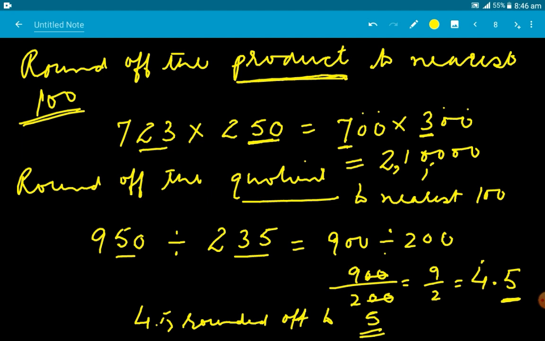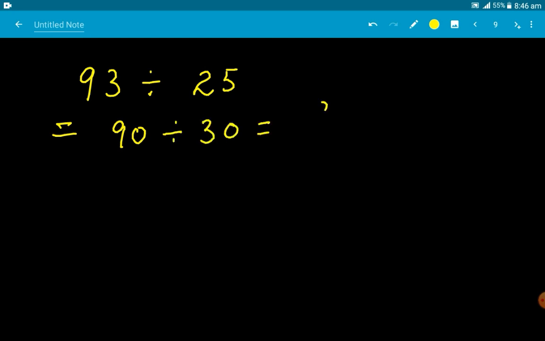Clear? Let's take one more example. It is 93 divided by, suppose, 25. So 93 will become 90, 25 will become 30. So 90 divided by 30, means 90 upon 30, 0 cut by 0, 3 3s are 9. So the answer is 3.